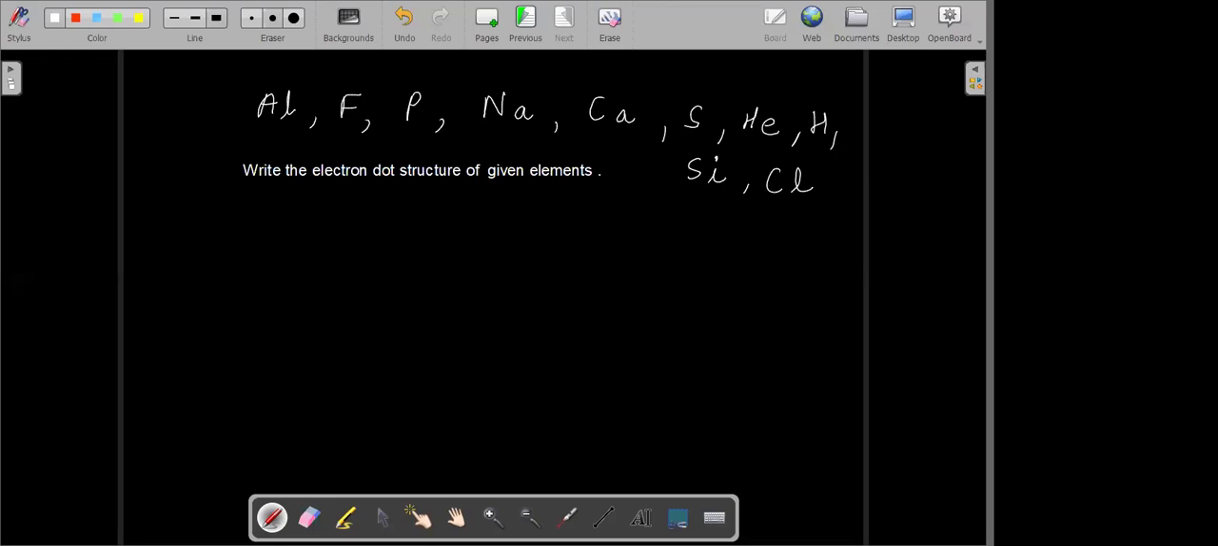Have you done? Sir, phosphorus valency. Which one? Phosphorus. Its atomic number is 15. Sir, valency should be 3, na sir? However, valency we discuss later. You write down the valence electrons around the element.